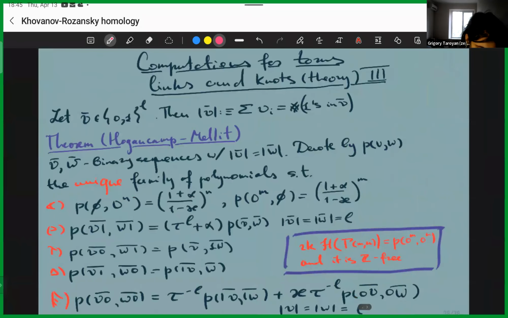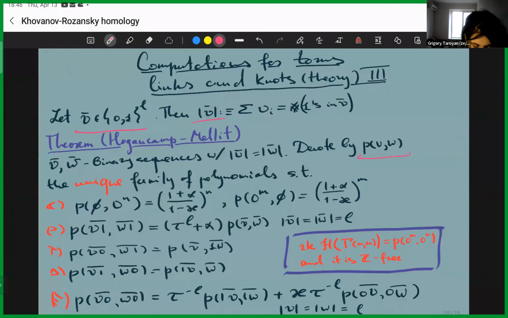Okay. Finally, we arrived at some explicit formulas for the Poincaré polynomial of the torus link, and the theorem of Hogancamp and Mellit asserts that, silly me, first of all we need this notation. Consider a binary sequence of length L. Then the modulus of this binary sequence is just the number of ones in V. And then for two binary sequences with the same number of ones, we denote by P_VW a polynomial in three variables such that it satisfies the following properties.